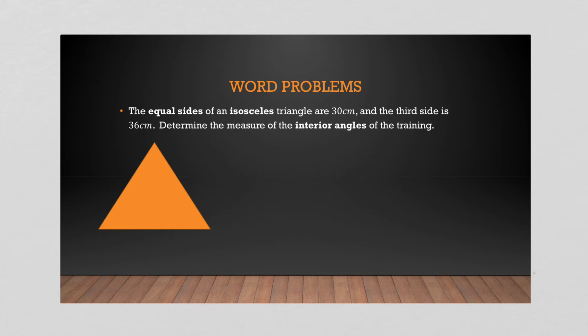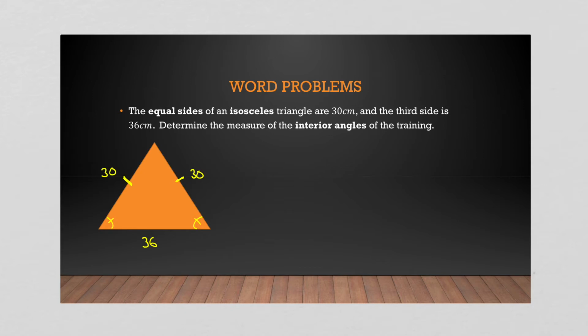The equal sides of an isosceles triangle. Oh, okay, so that means this side here and this side here are 30 centimeters. Okay, the third side is 36 centimeters. So determine the measure of the interior angles of the triangle. Okay, so what is this and this? Remember, those angles are the same. And then we'll need the top angle.